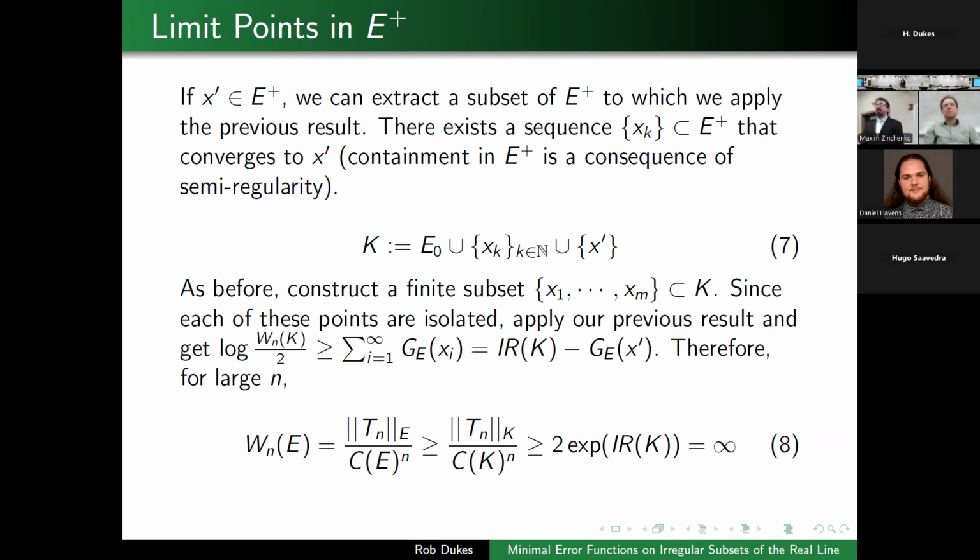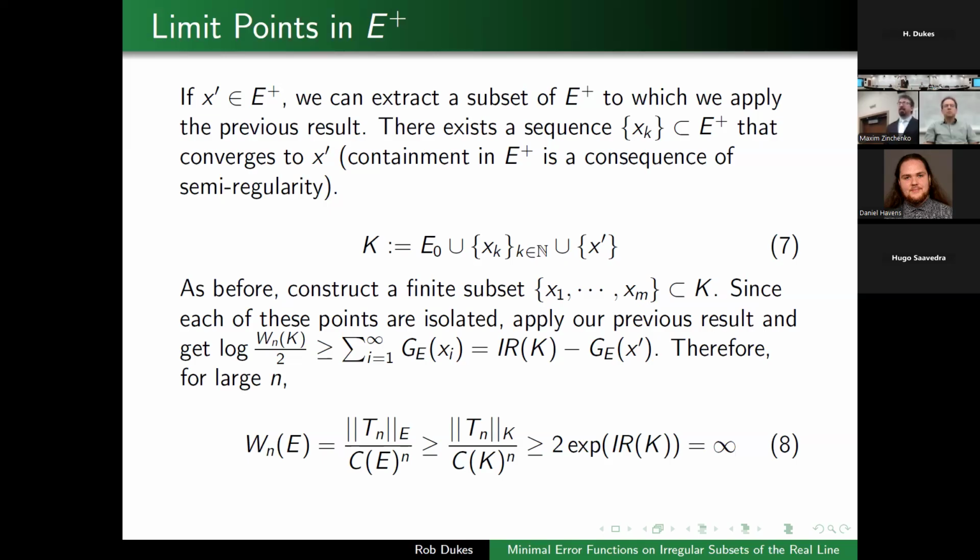What if we can't? Well, if we have a limit point in E plus, then there's a subset of E plus, and we'll just apply the previous result to that. This is what Dr. Blair calls a bootstrapping argument. We're going to take what we did before and use it for this new part. So we've got infinitely many isolated points. They'll get infinitely dense around some point x prime in E plus, but we can get some countable subset that approaches them. And then we do basically the same thing as before.